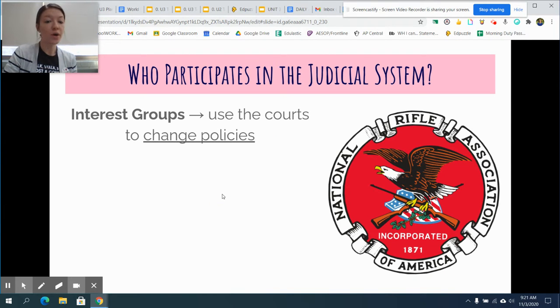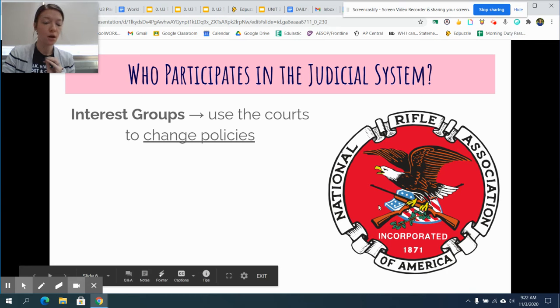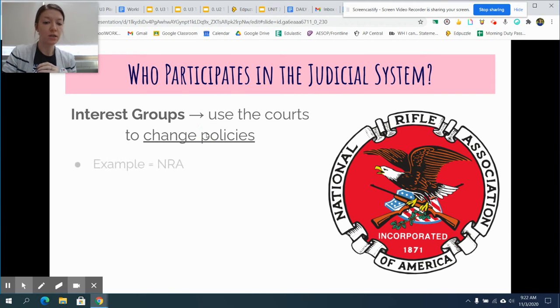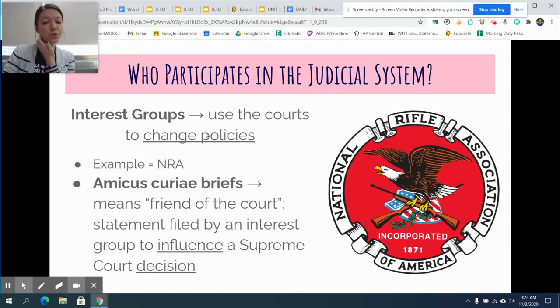Now, interest groups, and I know we haven't talked about those groups yet, but these are groups that advocate for specific issues in government, like the National Rifle Association, the NRA, would try to advance gun rights policies. They will use the courts to change policies. And the way that they do this is through something called amicus briefs. And what these are, friends of the court. They're statements that will be filed by an interest group to try and influence a Supreme Court decision, right? They're going to try and say, like, here's data to back up why you, as the court, should rule a certain way.